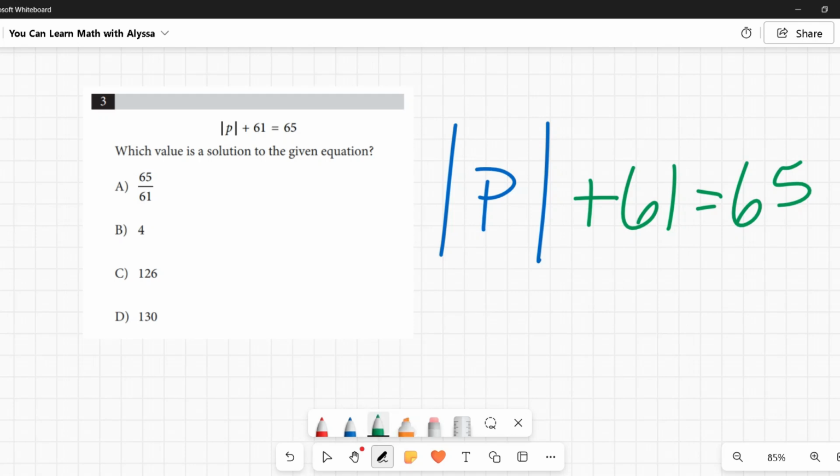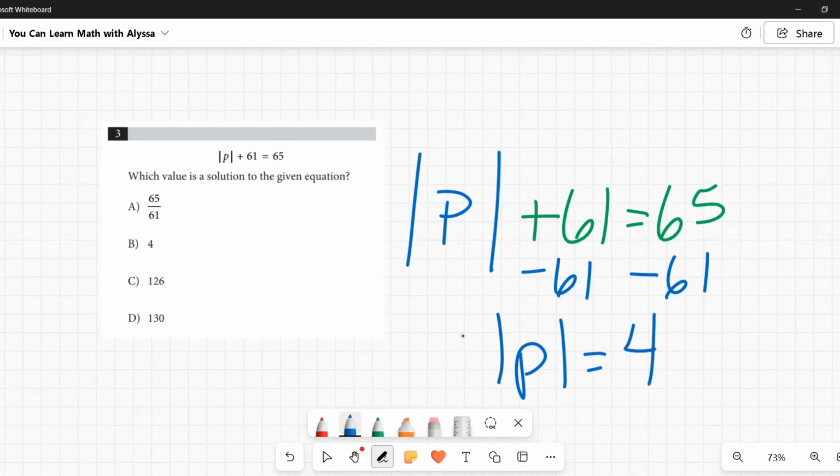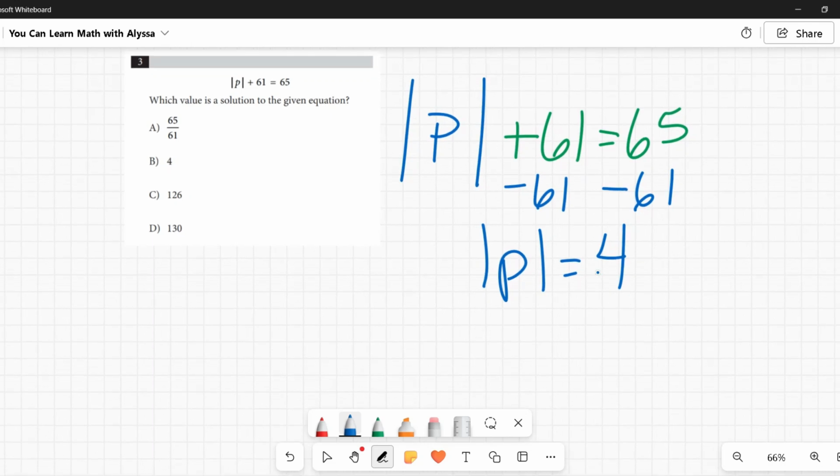The 61 is not inside the absolute value, so we can get rid of it first before we deal with the absolute value. And by get rid of it, we undo what's happening to it. It's being added, so we're going to undo that by subtracting. And on the left, we are left with the absolute value of p is equal to 65 minus 61, or 4.